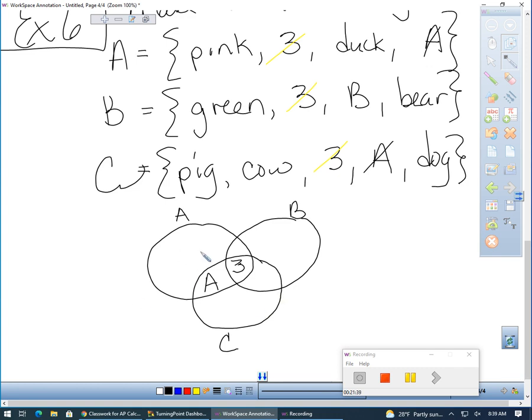No. Okay. So then back in A is all of the things that we haven't crossed off yet, which is pink and duck. In circle B is all the stuff we haven't crossed off yet, which is green, bee, and bear. Good. And then down here in the rest of C will be pig, cow, and dog. So you have a problem just like this in your homework.